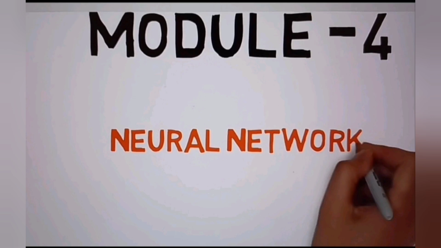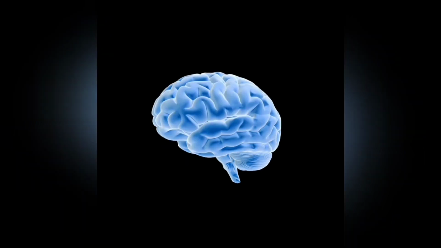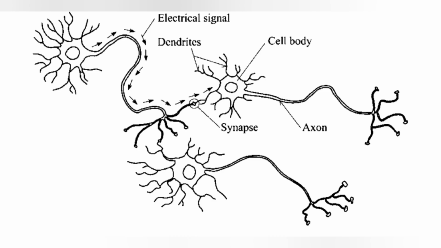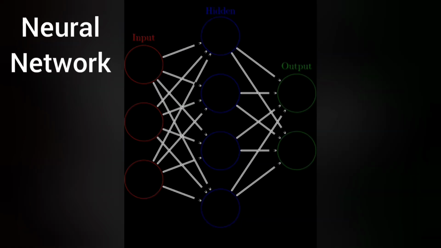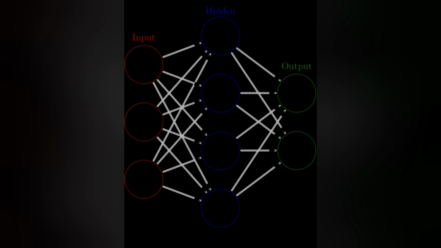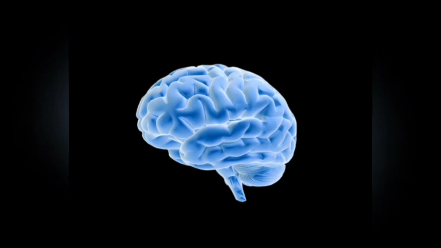So let's get started. The concept of neural network is similar to the structure and functioning of a human brain. In human brain, there are millions of interconnected neurons similar to this figure. Similarly, in a neural network, there are large number of interconnected perceptrons. In a human brain, our sensory organs send the input to the brain. The brain processes the information and sends us the desired output.